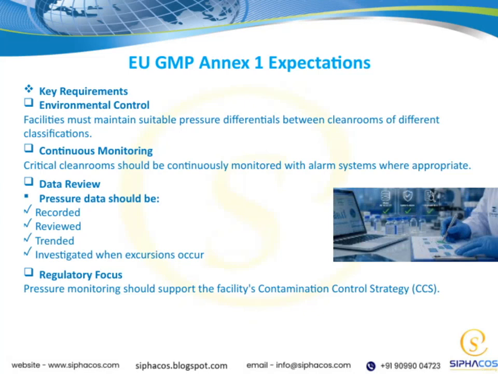Let's talk about the expectations set out in EU GMP Annex 1, focusing on environmental control. Facilities need to keep the right pressure differences between cleanrooms to prevent contamination. Critical cleanrooms must be continuously monitored, often with alarms to catch any issues early. Pressure data isn't just collected, it's recorded, reviewed, trended over time, and investigated if anything goes off track. All of this supports the bigger picture: the facility's contamination control strategy, which keeps everything safe and compliant.